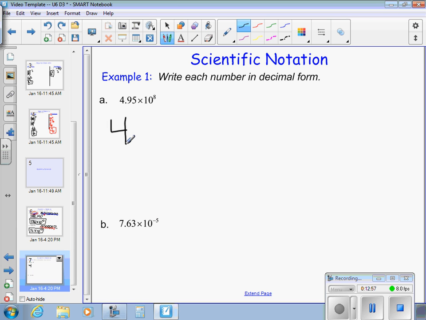4.95. And now my decimal point is right here. I need to move it 8 spaces. And I'm making a large number, so I'm going to go this way. 1, 2, 3, 4, 5, 6, 7, 8. Okay, I need some zeros as placeholders now. So let's put in those zeros.